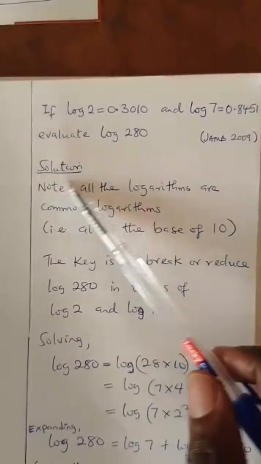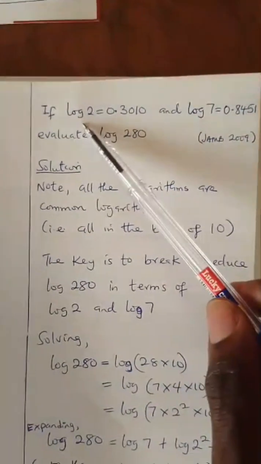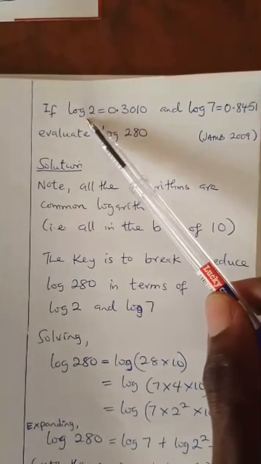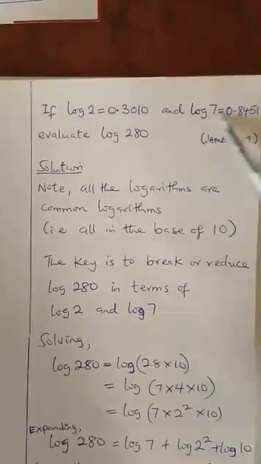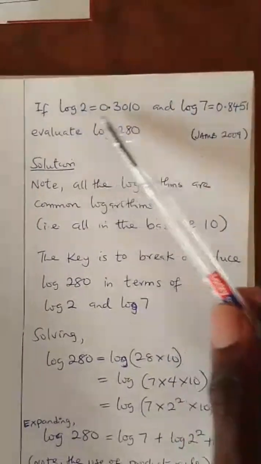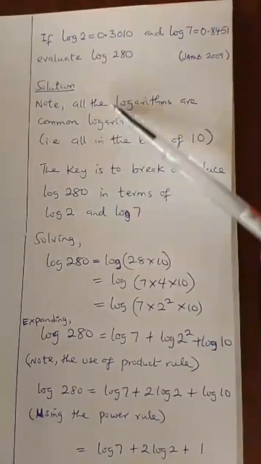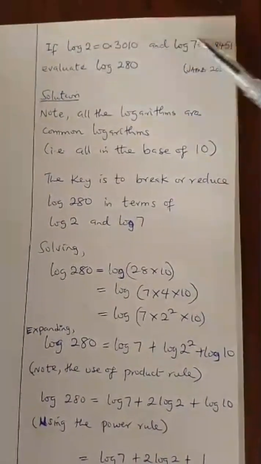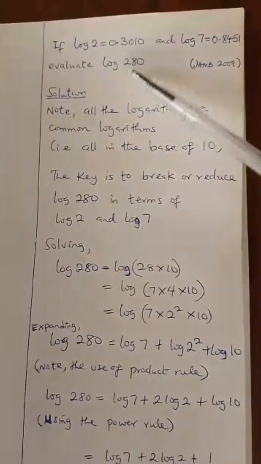You have to note all the logarithms are common logarithms. That is, you see there's no base. Once you see that they didn't write any number at the bottom, no base, assume that it's base 10. So base 10 is assumed if there is no base written. Now the second key to solving this is to use what you have, log 2 and log 7, which we are given, to find what we are looking for. So use what you have to get what you don't have.